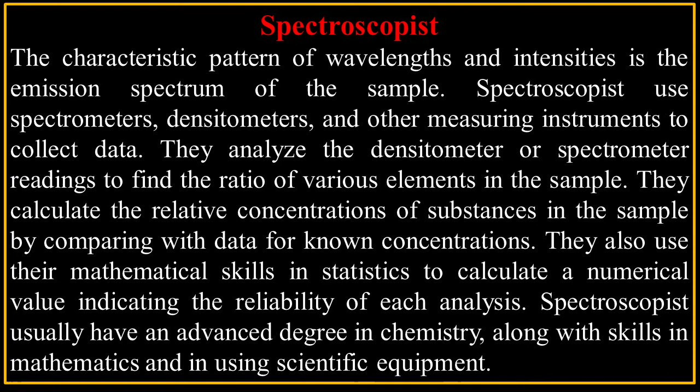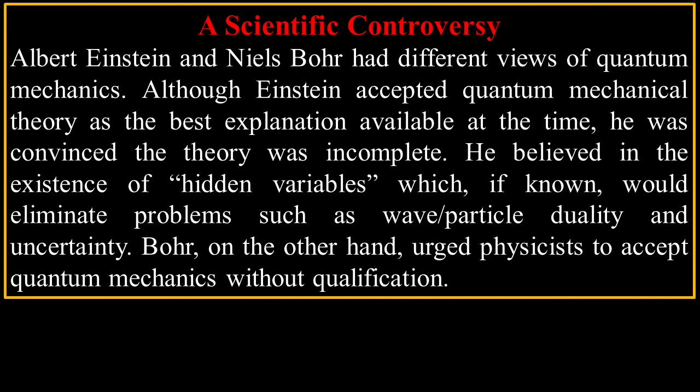Albert Einstein and Niels Bohr had different views of quantum mechanics. Although Einstein accepted quantum mechanical theory as the best explanation available at the time, he was convinced the theory was incomplete. He believed in the existence of hidden variables, which, if known, would eliminate problems such as wave-particle duality and uncertainty. Bohr, on the other hand, urged physicists to accept quantum mechanics without qualification.